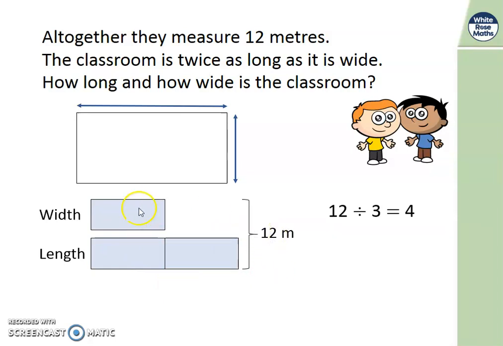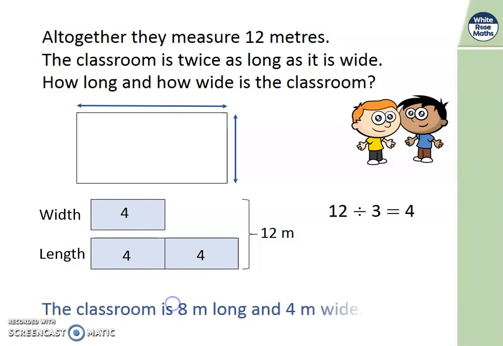Yes, we can do the 12 and we divide it between the 3 equal parts, which is 4. We can write that 4 onto here and here and here. Let's check it works. 4 add 4 add 4 makes 12, so that works correctly. Now we can see the width of the classroom is 4 and the length is 4 add 4, which is 8. So the classroom is 8 metres long and 4 metres wide. Well done if you spotted that.